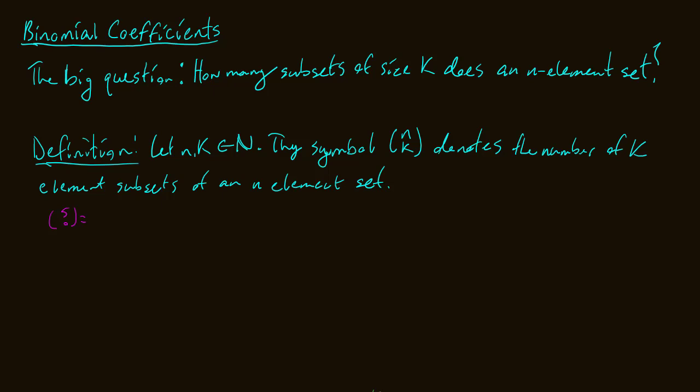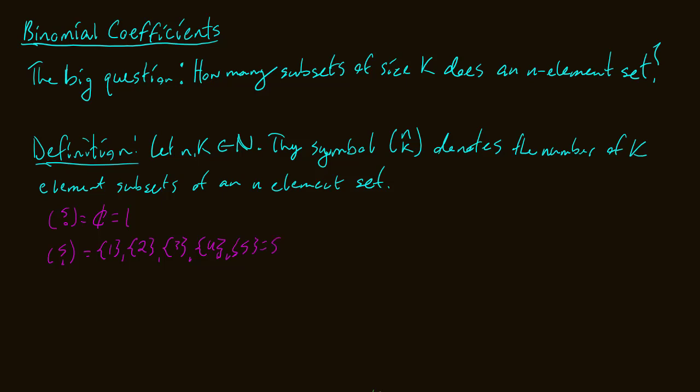Now, think about that for a second. How many 0-element subsets does a 5-element set have? Just one, right? That's just going to be the empty set. So this is equal to 1. Okay, cool. Now let's think about 5 choose 1. So we want 1-element subsets of a 5-element set. What is that going to be? Well, that's just going to be the singleton sets: the set containing 1, 2, 3, 4, and 5. So this is equal to 5.